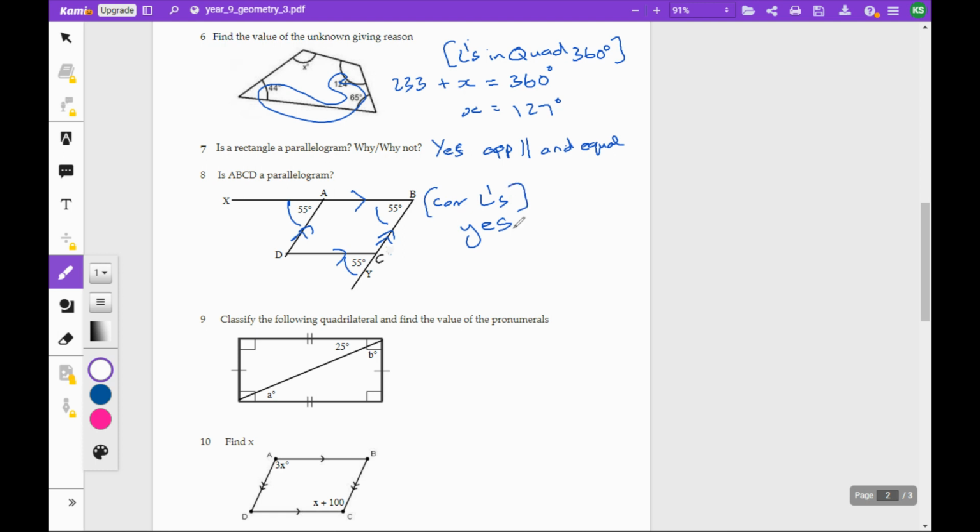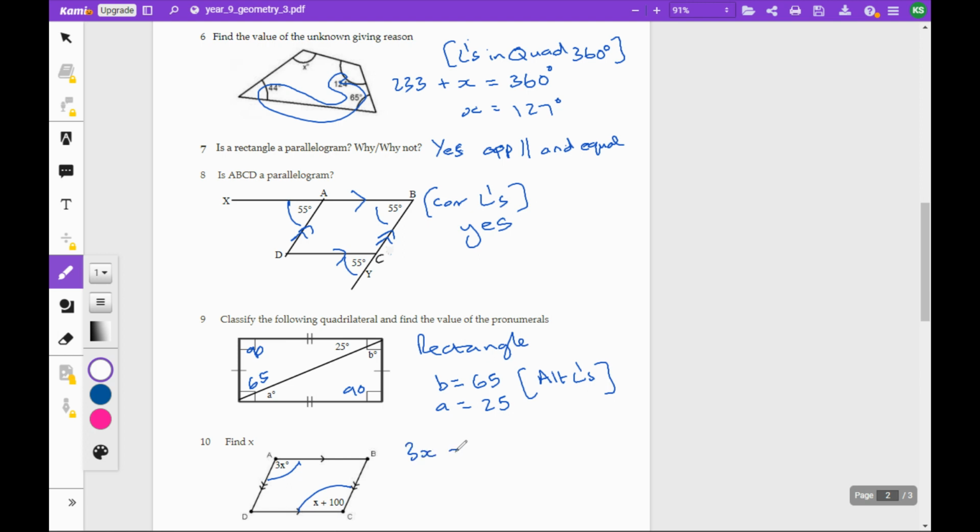Classify the following quadrilateral as a rectangle because it's got 90 degrees. And if this is 90, then this is also going to be 90. And if that's 25, then this is going to be 65. And if this is 65, B is going to equal 65. And A is going to equal 25. And the reason is alternate angles. All right, alternate angles.